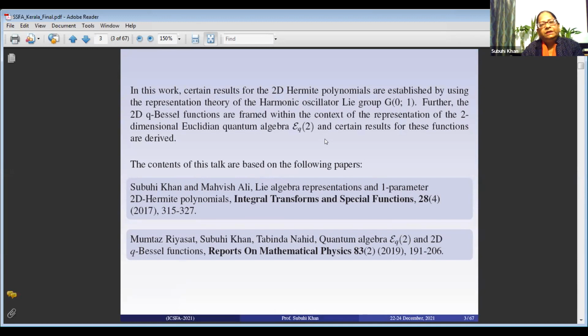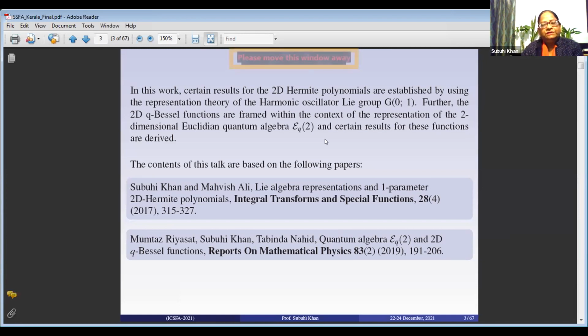We will see the results for the two-dimensional Hermite polynomials, and how we have established these results by using the representation theory of the harmonic oscillator Lie group. For the 2D Q Bessel functions, we frame them within the context of the representation of a Q algebra, namely the two-dimensional Euclidean quantum algebra EQ2. And this gives us the results for these functions.